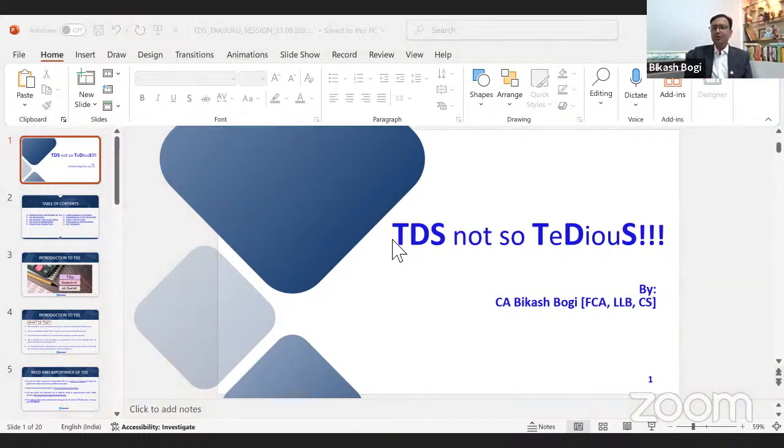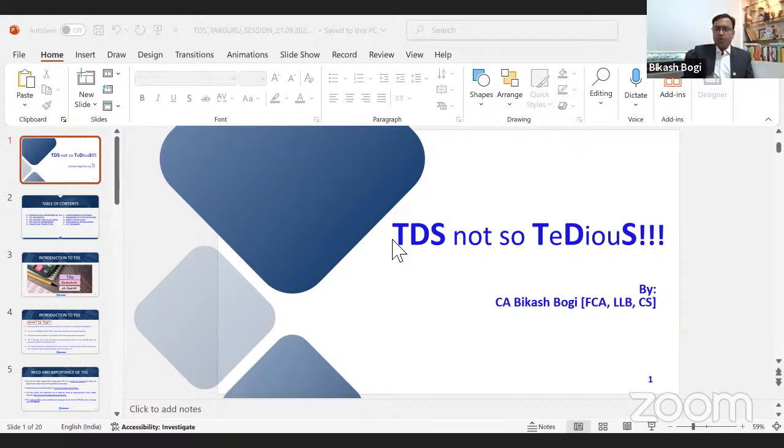So TDS is not so tedious. Many chartered accountants, tax consultants, and accounts managers in various companies are facing lots of problems with respect to TDS. So for them, it is a burden. But you need to understand what TDS is. You need to understand the logic behind TDS, the thought process running in the mind of policymakers. So TDS seems tedious, but it is not so tedious. It's not that painful.